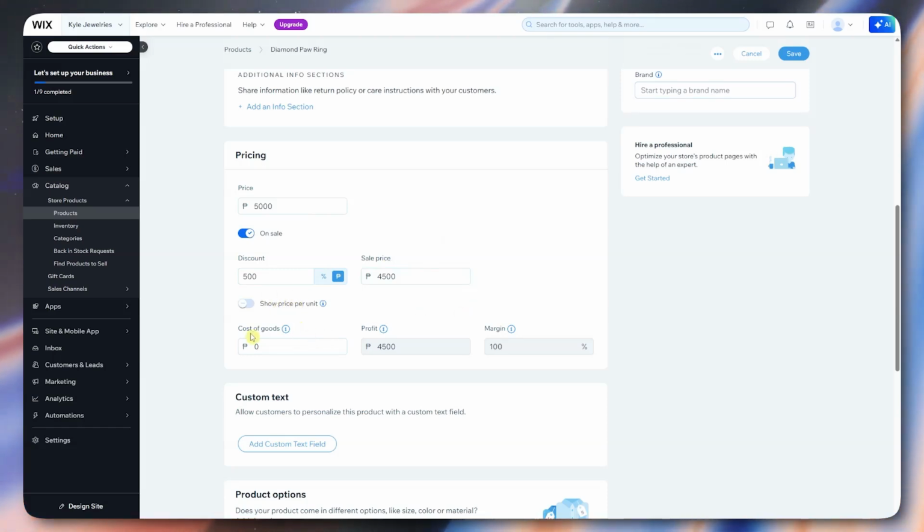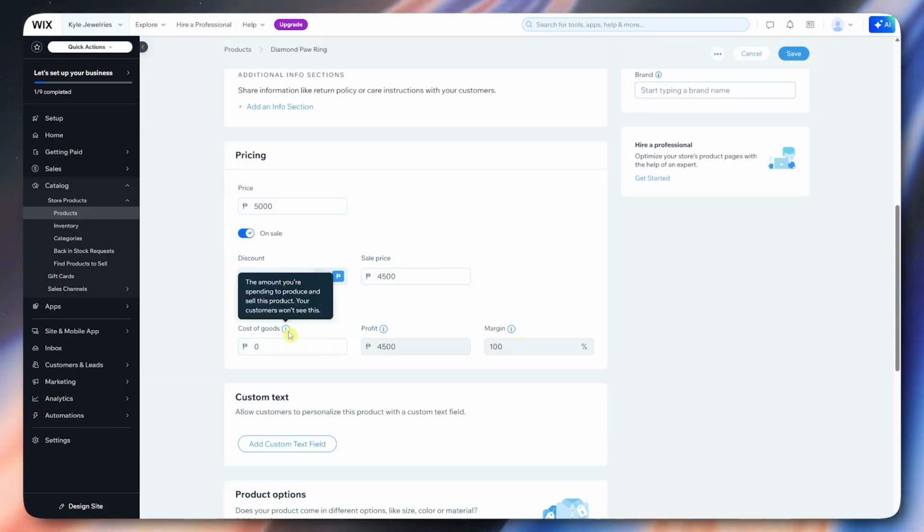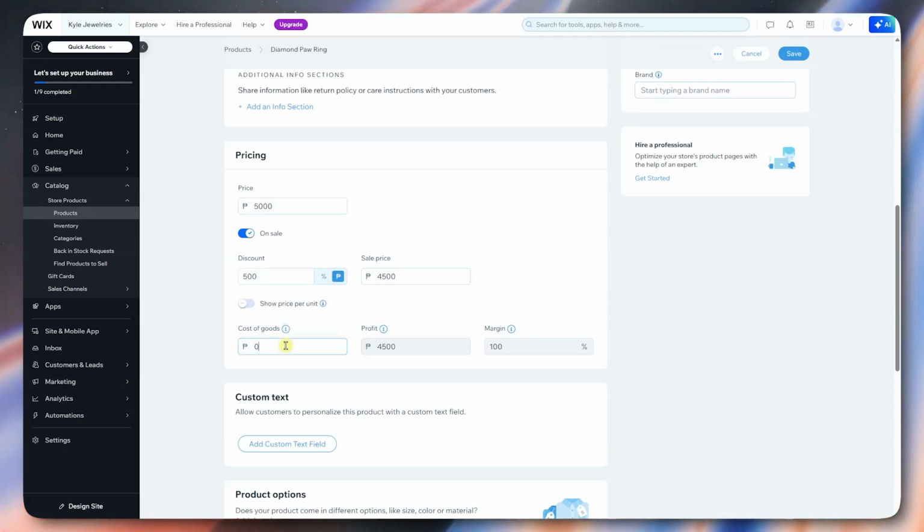And next is the cost of goods, profits, and then the margin right here. So this is the amount that you're spending to produce and sell this product. Your customer won't see this, so this is only visible to you. Let's say the cost of goods would be 2,000 right there. So I have a profit margin of 55.56%. So this is helpful for you to get that stats right, and you wouldn't have to calculate this yourself.